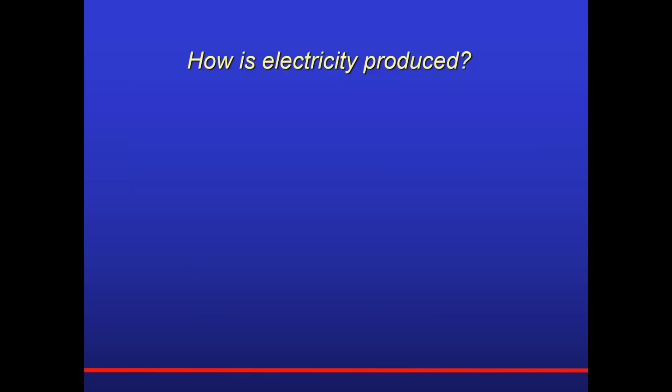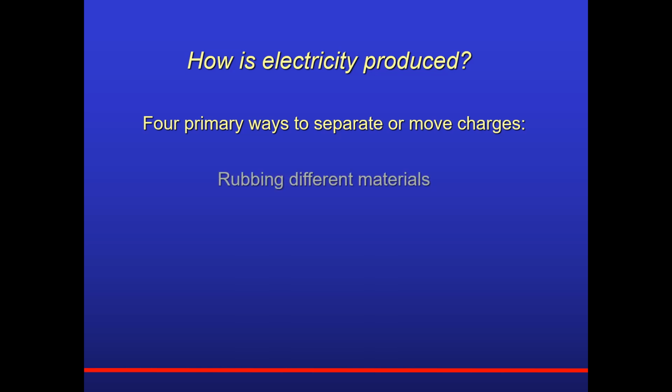At this point, I'd like to look at the question, how is electricity produced? There are 4 primary ways to either separate charges or to selectively put one of the charges into motion. The first method we've already discussed: rub different materials together. If you rub 2 different materials together, one of them is typically more likely to gain electrons and become negatively charged. The other is more likely to lose electrons, become positively charged.